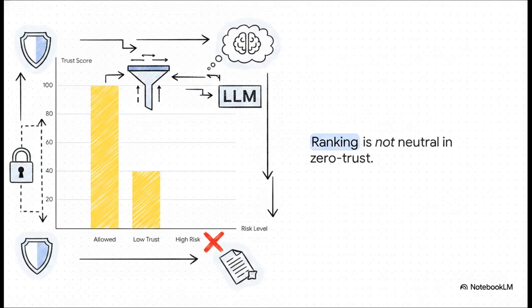And get this, even after all that rigorous sanitization, we pass the data through a second security gate, trust-aware re-ranking. Because ranking is not neutral here. If a document is allowed but has low trust, its score gets heavily demoted. If it's deemed high risk, 0 score, completely excluded. We are actively shaping what the LLM will see based strictly on trust metrics.